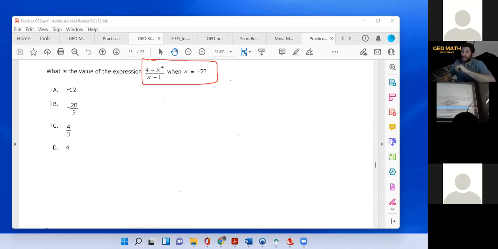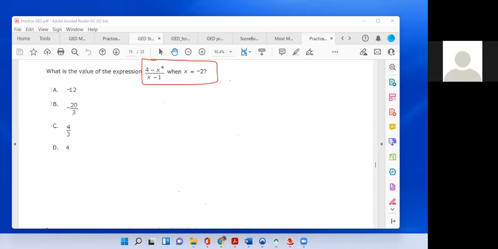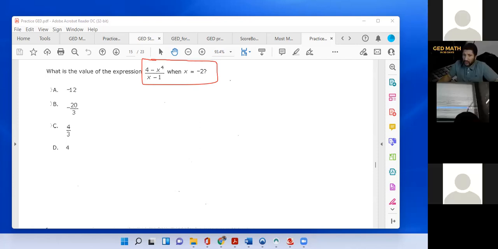Anybody? How will we do this? How will we complete this problem by hand?